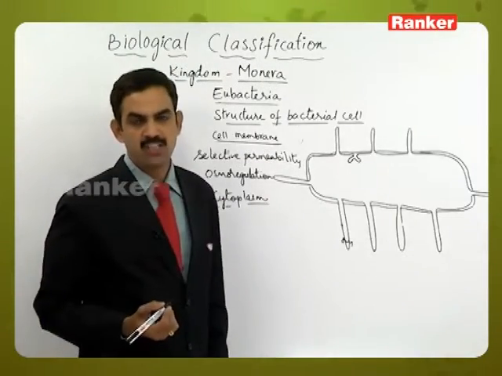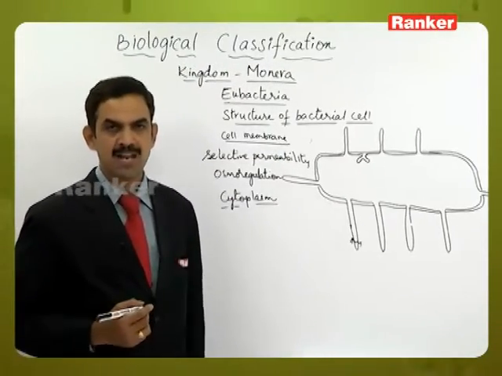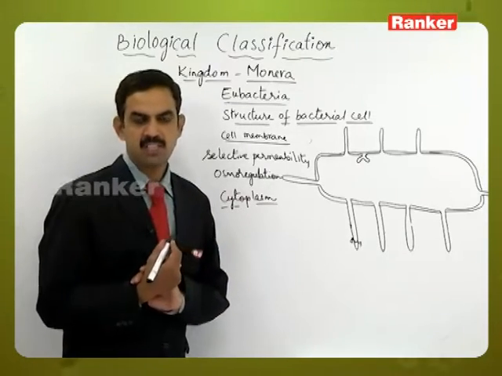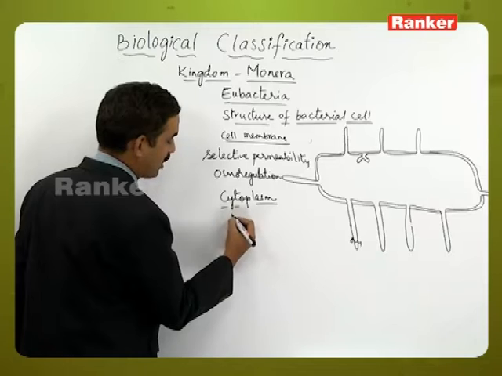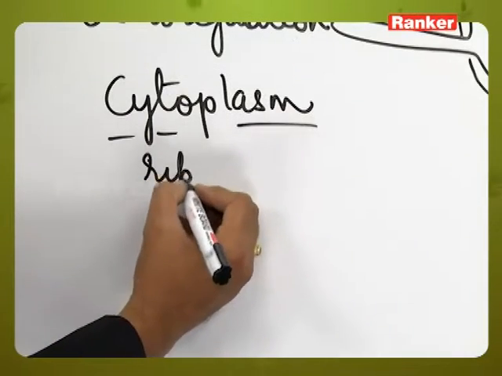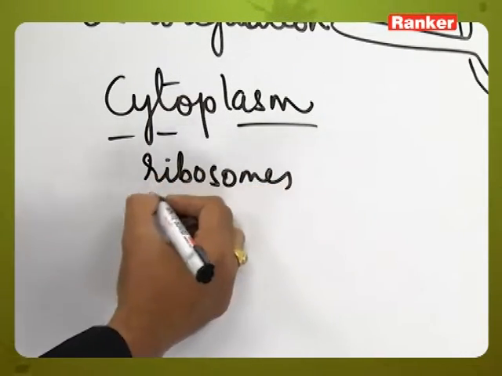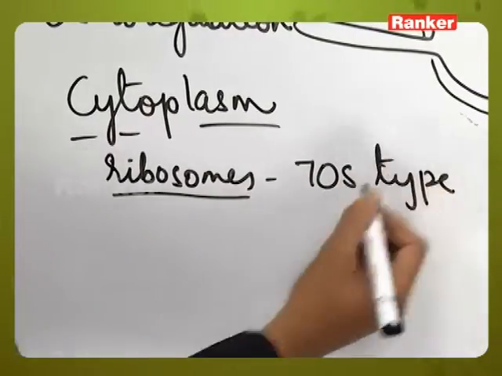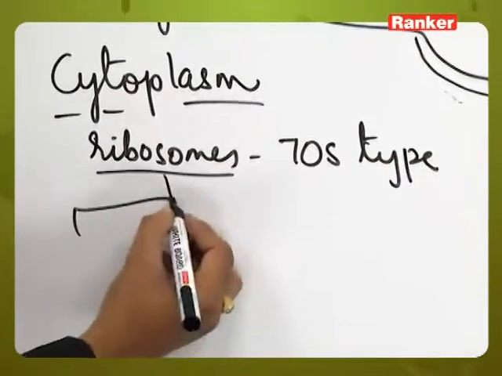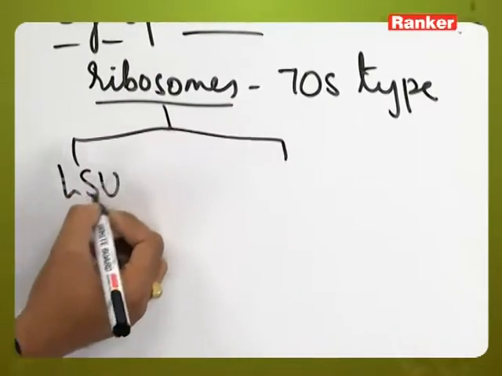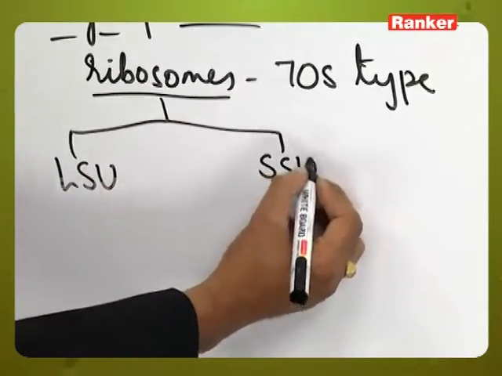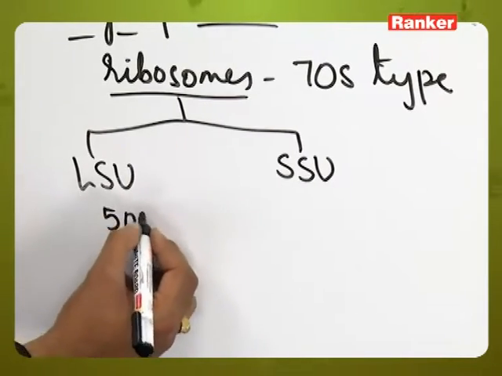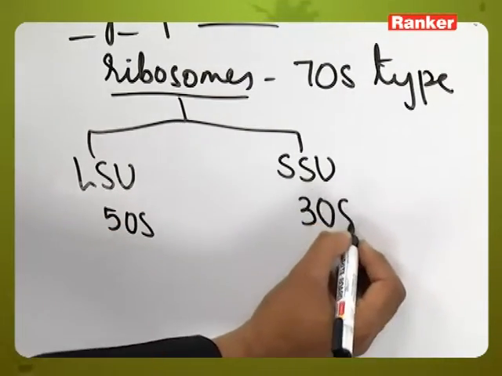The cytoplasm is a fluid content present inside the plasma membrane, and its major portion is water, and some cell organelles are present, like ribosomes. Here the ribosomes are of the 70S type, and as we know, every ribosome contains a larger subunit, LSU, and a smaller subunit. Here in the 70S type, the larger subunit is 50S and the smaller subunit is 30S.